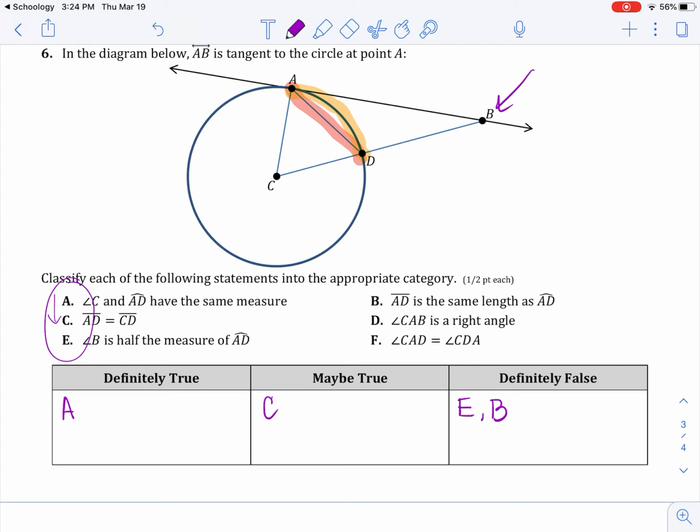Okay. Next one, angle CAB is a right angle. CAB. That's a tangent line and a radius. Definitely true. Last one, angle CAD. Get this all out of here. Angle CAD is congruent to, or equal to, my bad, angle CDA. So they're asking, is this angle congruent to this angle? Well, it goes back to the fact that we know that these two pieces are congruent. That's an isosceles triangle. Are base angles always congruent in an isosceles triangle? Yes. So that is definitely true.